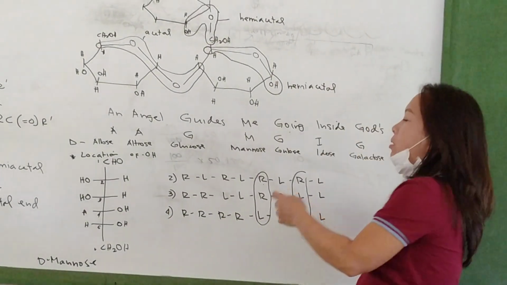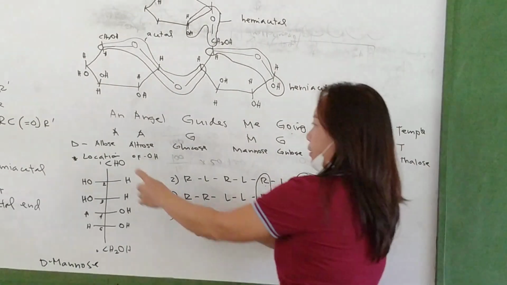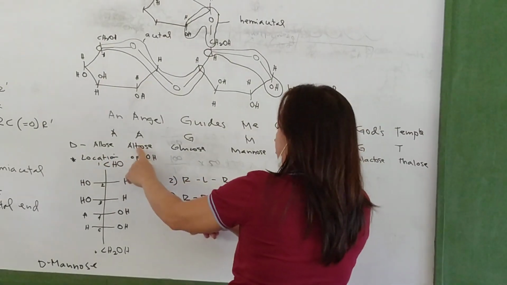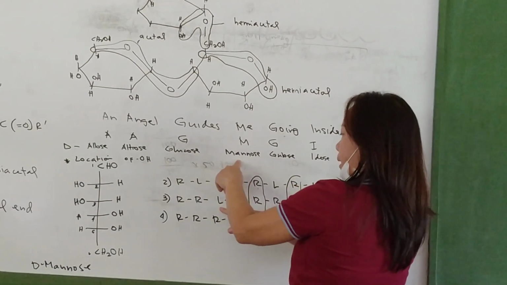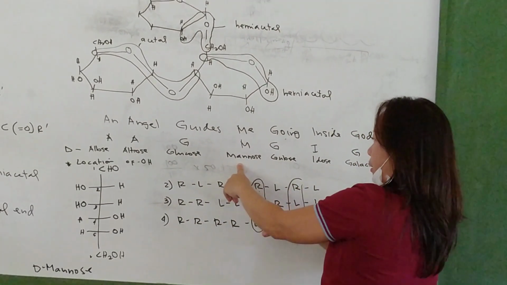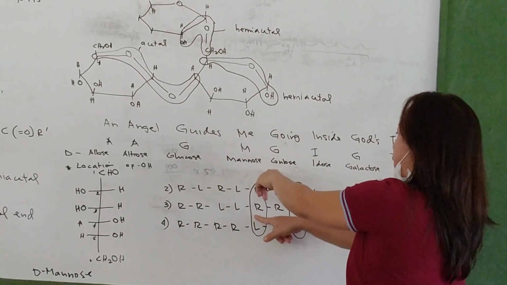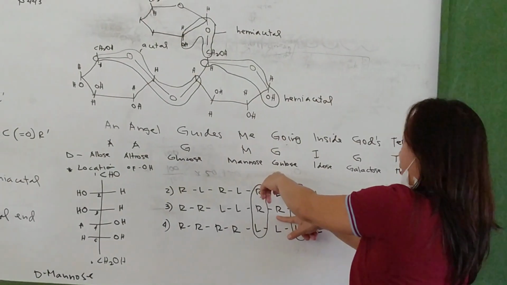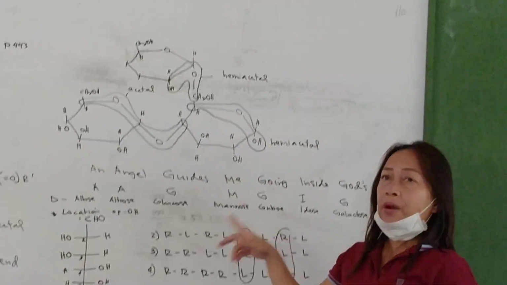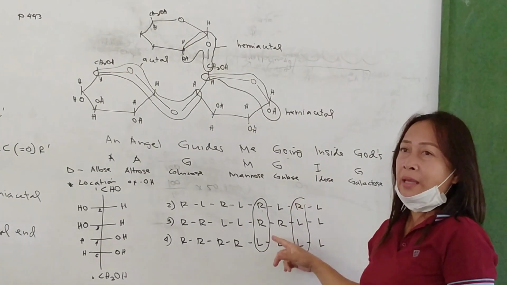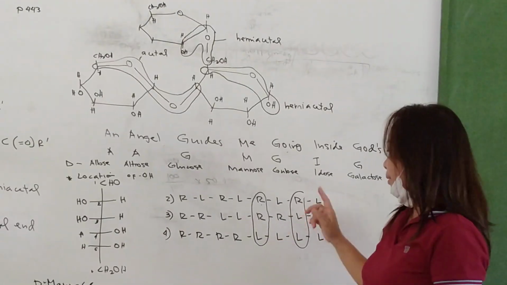Third, the location of the OH is: for allose right and altrose right, glucose left and mannose left, gulose and idose right, and galactose and talose left. So, right, right, left, left, right, right, left, left.